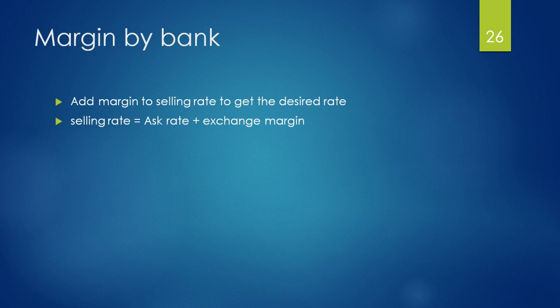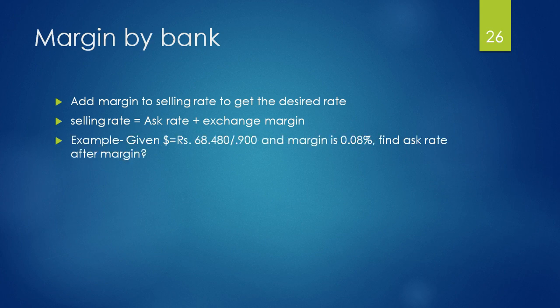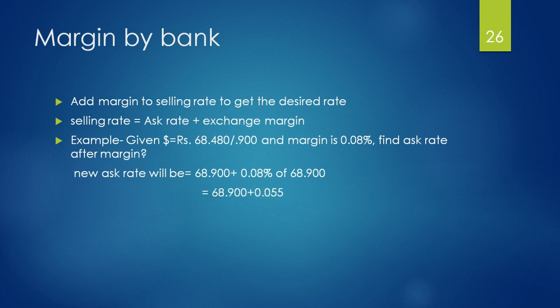Given dollar equals rupees 68.480/0.900 and margin is 0.08%. So you have to find the ask rate after margin. As we learned, the new ask rate will be old ask rate plus exchange margin. Hence 68.900 plus 0.08% of 68.900, which gives 68.900 plus 0.055. Thus the new ask rate after exchange margin will be 68.955.